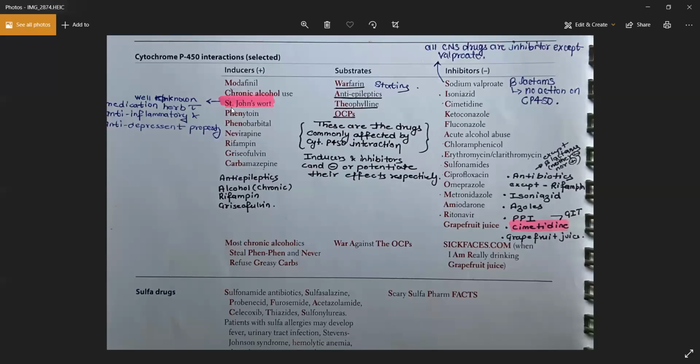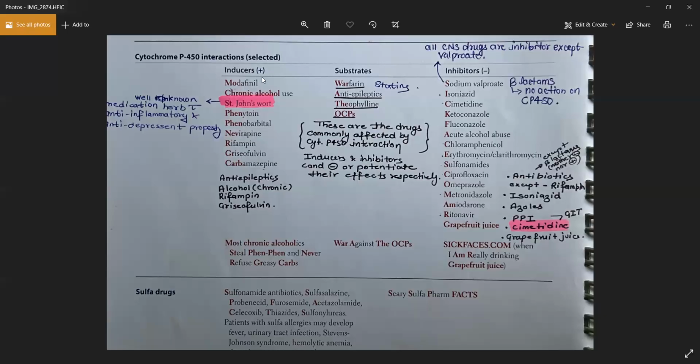St. John's wort is also an inducer of cytochrome P450. Rest of the drugs that you know: two antimicrobial agents, rifampin, which is an antibacterial agent, and griseofulvin, which is an antifungal agent. And all the CNS drugs, these are cytochrome P450 inducers. Okay, no need to learn the individual names, just learn in which category these drugs come. Every CNS drug that you study is a cytochrome P450 activator.